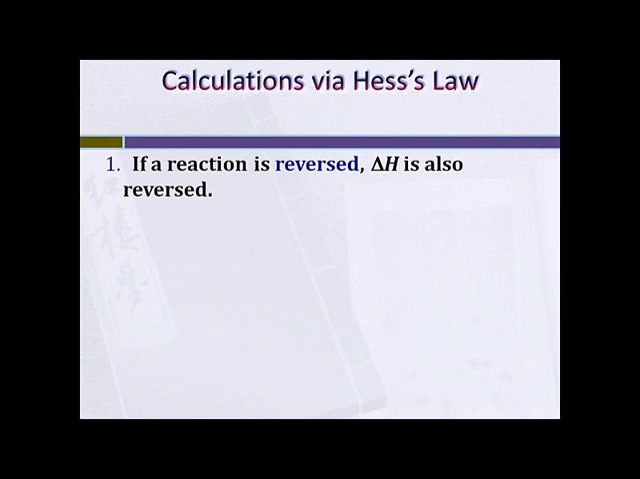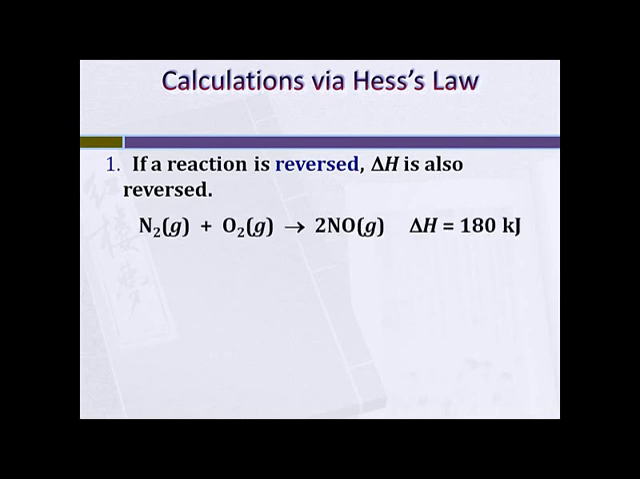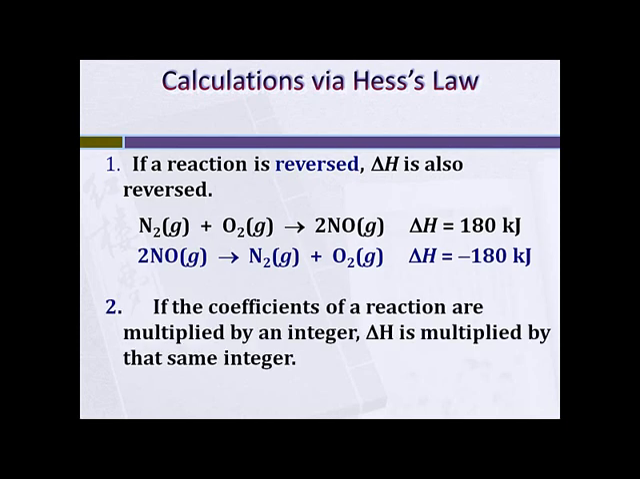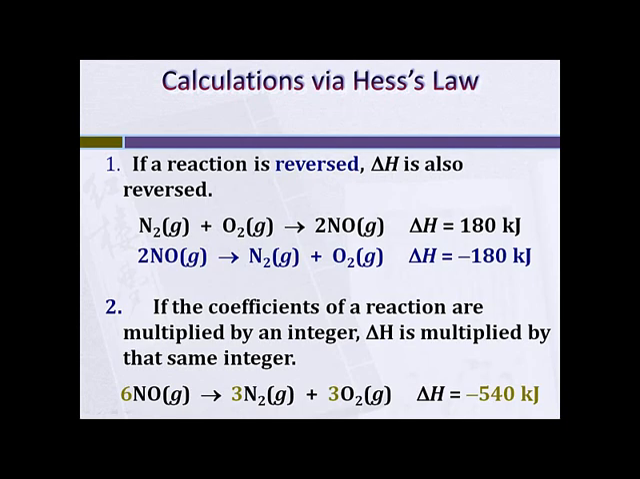We can do calculations with Hess's law. One of the things you have to remember is that if you need to write a reaction in reverse, delta H is reversed. N2 plus O2 makes 2NO. Delta H is 180 kilojoules. Okay? If we were to write it in the opposite direction, it's negative 180. If the coefficients of the reaction are multiplied by an integer, you have to multiply delta H by that same integer. So if we had 6 NOs involved, it's now negative 540 kilojoules.